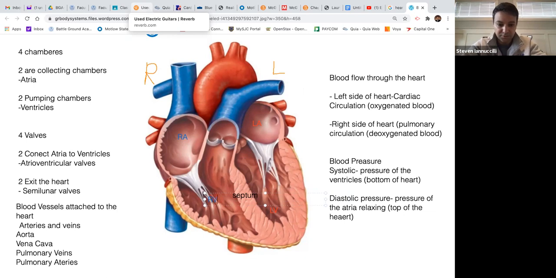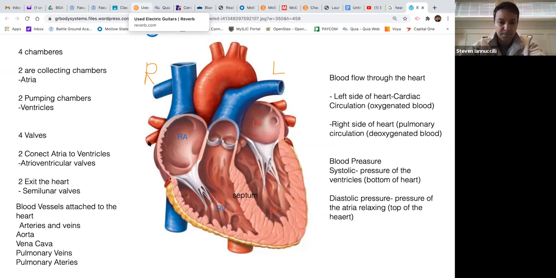Right ventricle. Okay, and there is our right ventricle. Okay, this whole space. So those are the four chambers. The top two chambers collect blood, the bottom two chambers pump blood. When I say pump, they're going to pump blood out of the heart. The atria collect blood coming back to the heart, and the ventricles pump blood away from the heart.